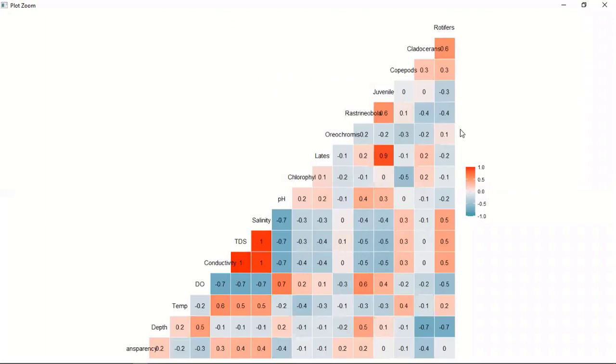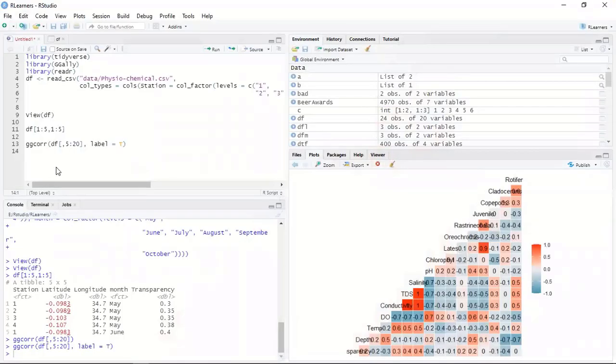So what is the relationship between dissolved oxygen and some of these fish? Let's look at rotifers and dissolved oxygen, -0.5. So if you reduce the dissolved oxygen, these ones are negatively affected. So that is a correlation matrix, as simple as that. You can do something else called ggpairs.